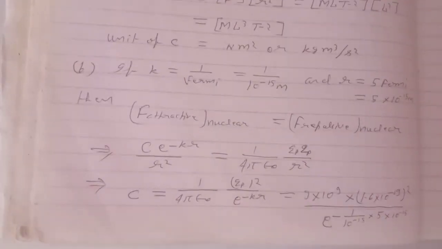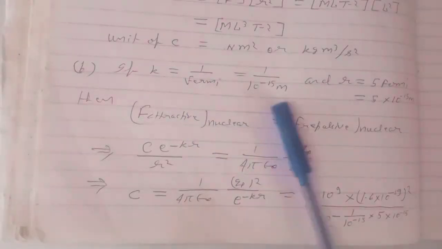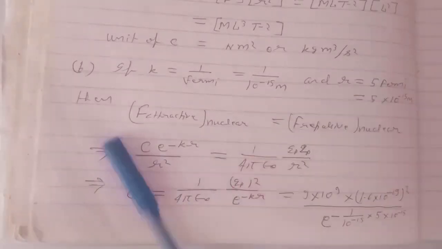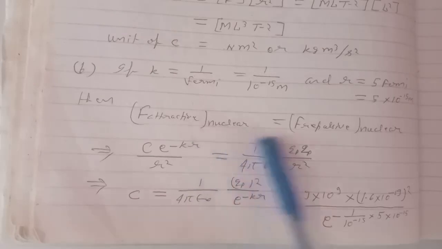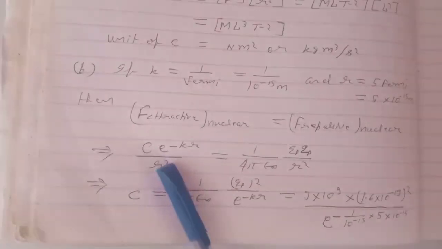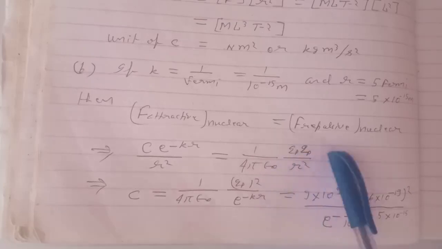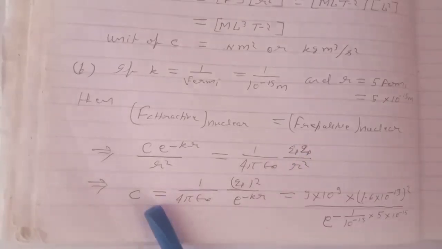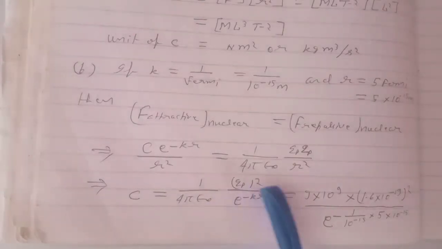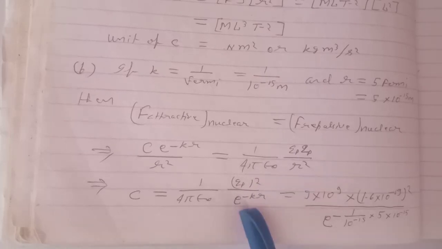Next, if K equals 1 by Fermi, equals 1 by 10 to the power minus 15 meter, and R equals 5 Fermi, 5 into 10 to the power minus 15 meter, then F attractive nuclear equals F repulsive nuclear. So this implies C into e to the power minus KR by R square equals 1 by 4 pi epsilon naught QP into QP by R square, or C equals 1 by 4 pi epsilon naught QP square by e to the power minus KR.